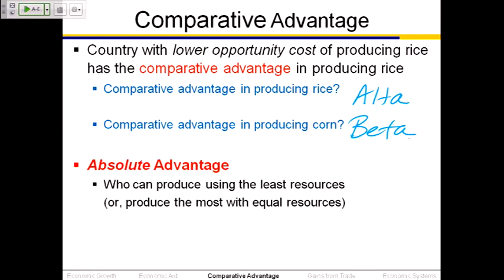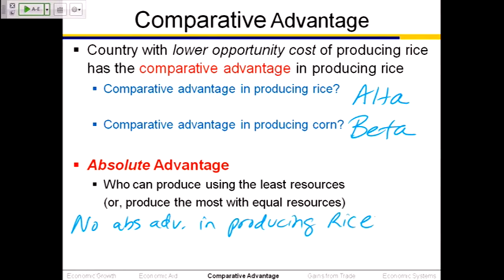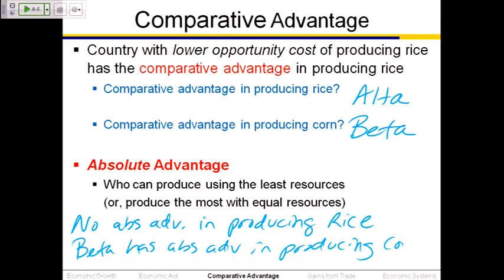Absolute advantage refers to who of these 2, Alta and Beta, can produce with some fixed quantity with the least amount of resources, or flip it around, who with the same amount of resources can produce a greater quantity. With the original data that we had, nobody had the absolute advantage in producing rice, because they both could produce the same amount of rice, and we're going to presume they have the same quantity of resources. And Beta has the absolute advantage in producing corn, because remember, if it devoted all of its resources to corn production, it was producing a lot more, 2,000 as opposed to 100 units of corn.